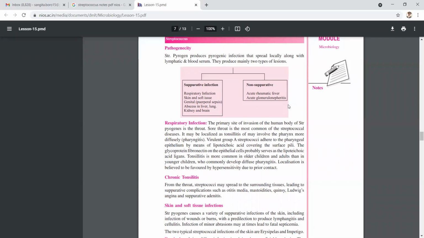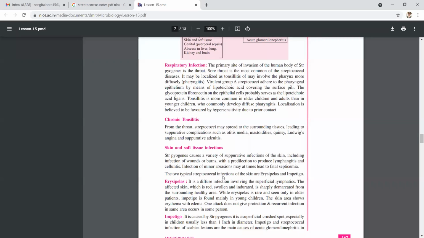The virulent group A streptococci adhere to the pharyngeal epithelium by means of lipoteichoic acid ligands. Tonsillitis is more common in older children and adults than in younger children, who commonly have diffuse pharyngitis. Localization is believed to be favored by hypersensitivity due to prior contact.